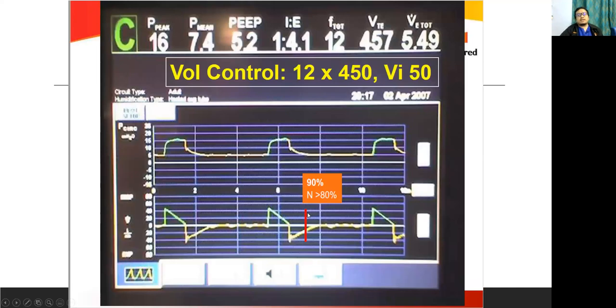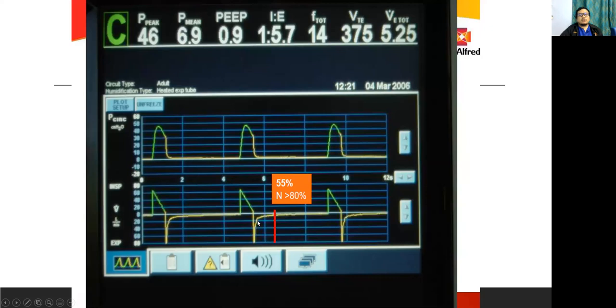So this is a normal graph. The first second of passive expiratory volume is more than 80% of the tidal volume. This is a lower airway obstruction where the deep concave curve occurs and the passive expiratory volume is lesser than 80% of the tidal volume, area under the curve of the inspiratory flow chart.